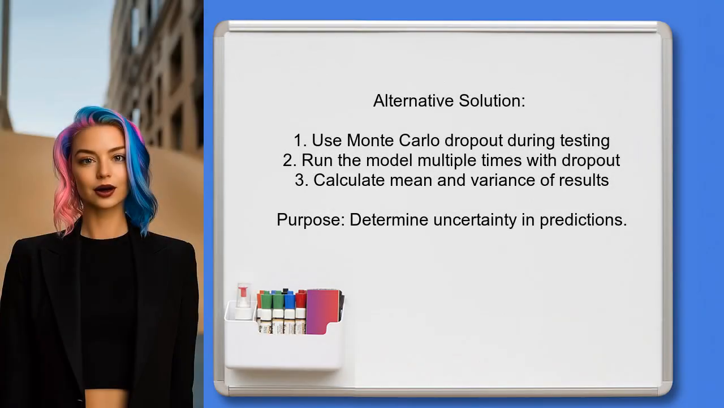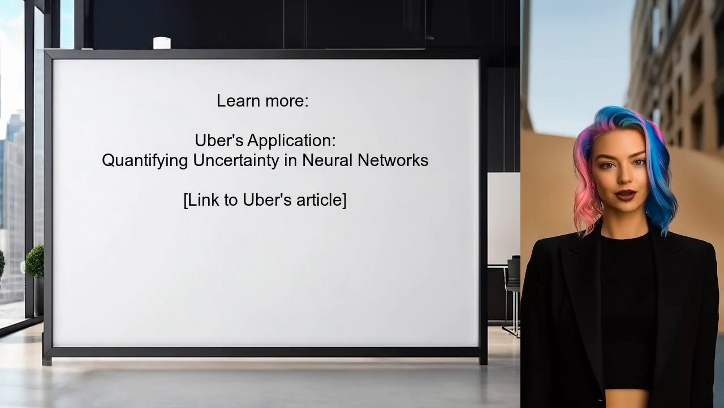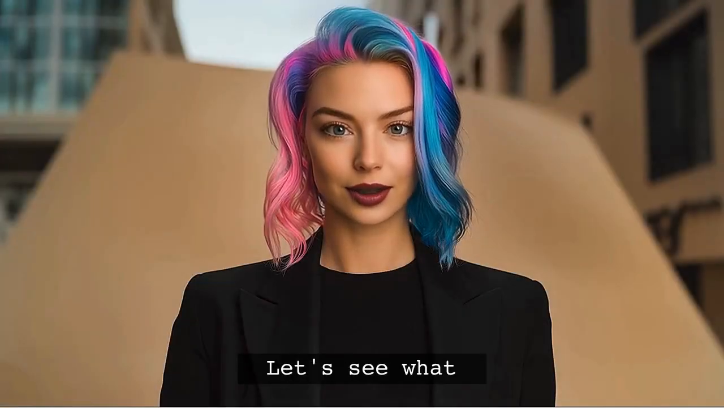One alternative approach is called Monte Carlo dropout. In this technique, dropout is not disabled during testing. Instead, the model runs multiple times with the same dropout rate. This allows for the calculation of the mean and variance of the results, which helps to determine uncertainty in the model's predictions. For more information, you can check out Uber's application of this technique, which quantifies uncertainty in neural networks. That's all for that response. Let's see what someone else had to say.